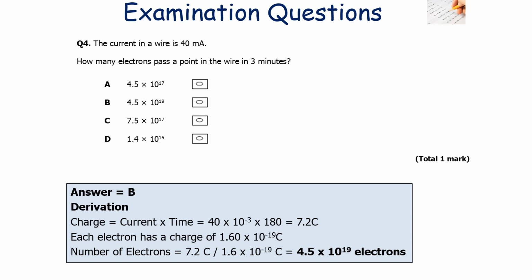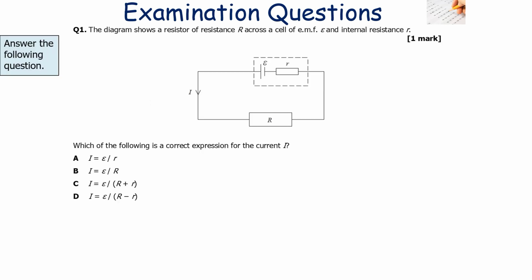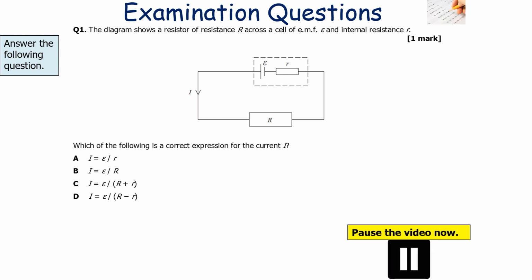minus 19 electrons. The next question shows us a diagram of a resistor of resistance R across a cell of EMF E and an internal resistance little r. So which of the following is the correct expression for the current I? So pause the video now, then unpause the video when you want to go through your answer.